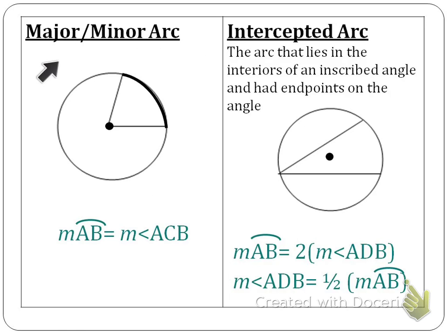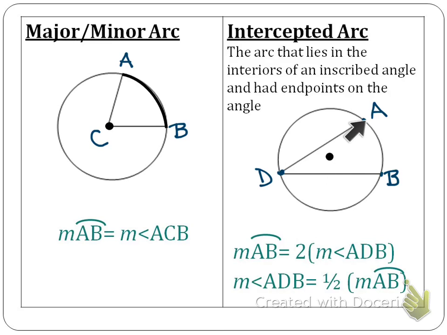We've discussed major and minor arcs already, how if you have a minor arc or a major arc, it's going to be the measure of this central angle. And let's put in our picture the letters A, C, and B, so that it corresponds with this notation down here that the measure of the arc AB is going to be equal to the angle ACB.